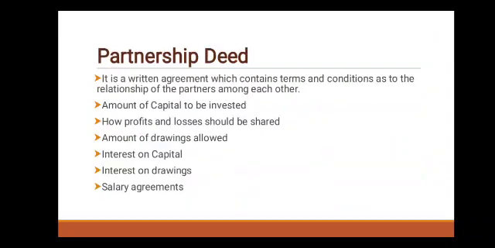The next definition, partnership deed. It is a written agreement which contains terms and conditions as to the relationship of the partners among each other. The following terms and conditions should be included in it: amount of capital to be invested, how profits and losses should be shared, amount of drawings allowed, interest on capital, interest on drawing, and salary agreements.